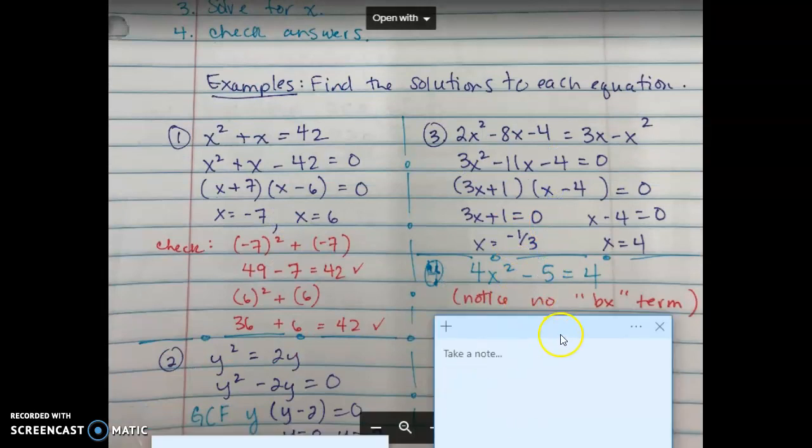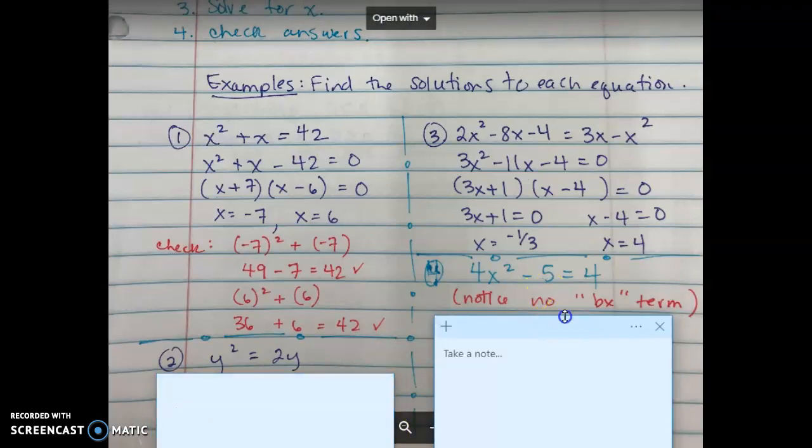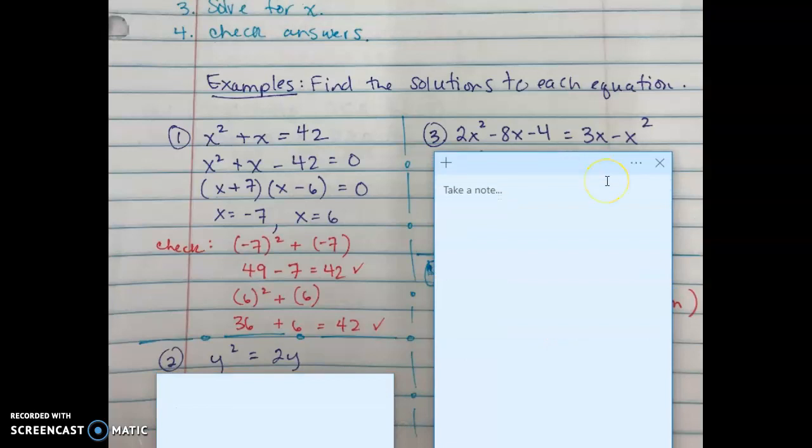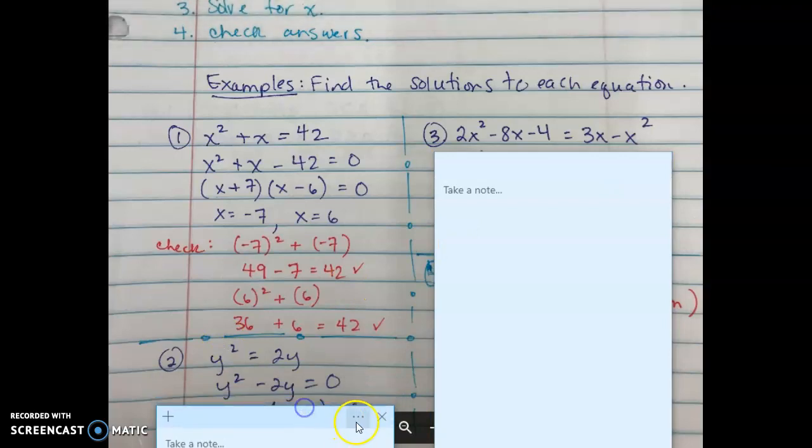For number 2, we have y squared equals 2y. So we'll complete step 1 again by moving the 2y to the left-hand side. So I end up with y squared minus 2y equals 0. Now, since there's only two terms, you would check to see if this is a difference of squares or a sum of squares. But since it's not, you can try a GCF. I do have a GCF of y, so I'll go ahead and take that out to get y, parenthesis, y minus 2 equals 0. I'll set each of those equal to 0, and I'll get y equals 0 and y equals 2.